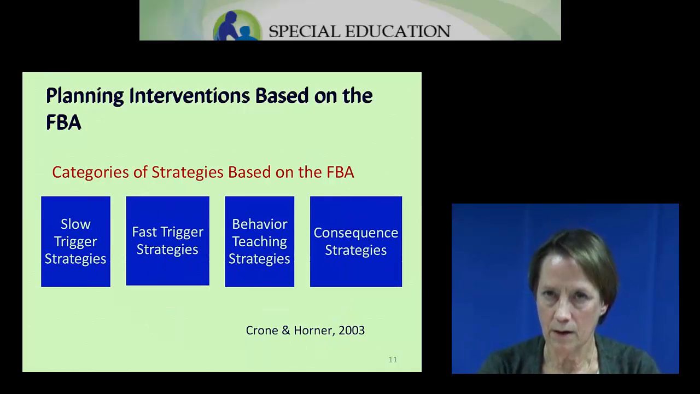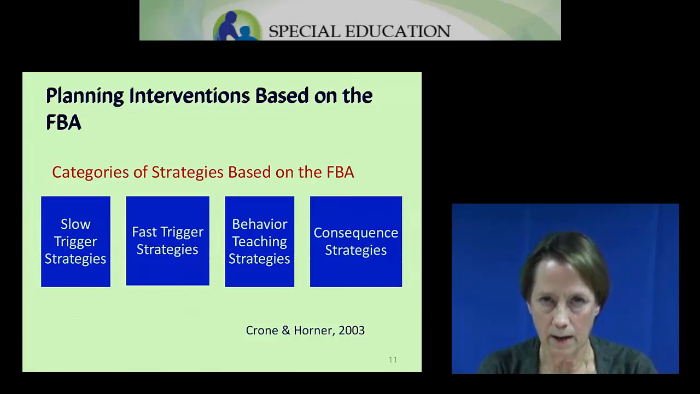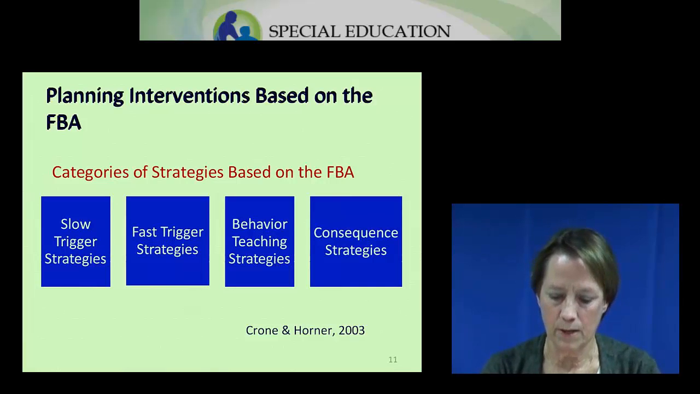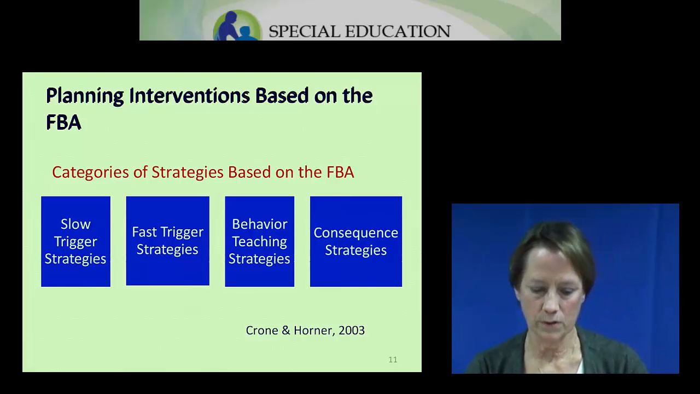So when we've completed our FBA, and we've identified our behavior pathway, now we can start planning interventions to change the pathway. There are 4 categories of strategies based on the FBA that we're going to talk about today. We can talk about slow trigger strategies, fast trigger strategies, behavior teaching strategies, and these often address the functions of behavior, and then we can think about consequence strategies.